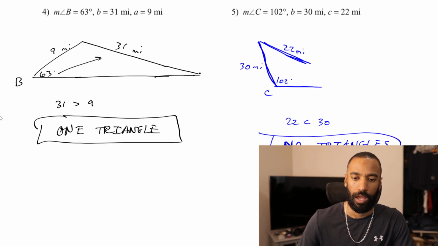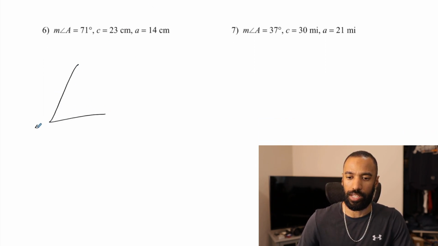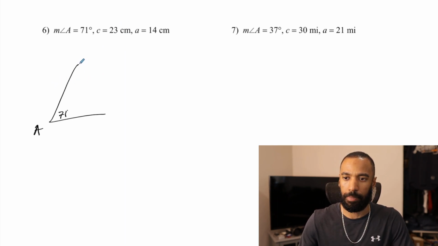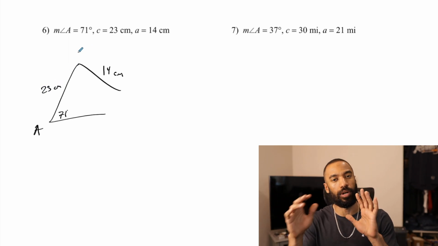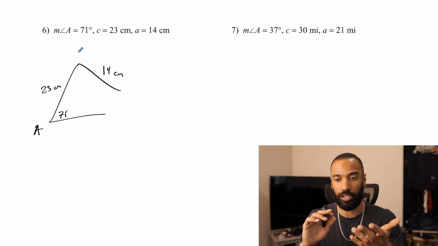Okay. All right, two more. I've got an acute angle here at 71 degrees, the measure of angle A. The side length A is going to be opposite. That's 14 centimeters right here, and this C is 23 centimeters. Now, unlike the last problem where the angle was obtuse and it didn't have enough to reach back, this one may be a little bit different.